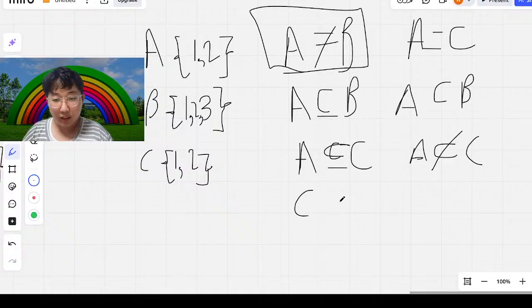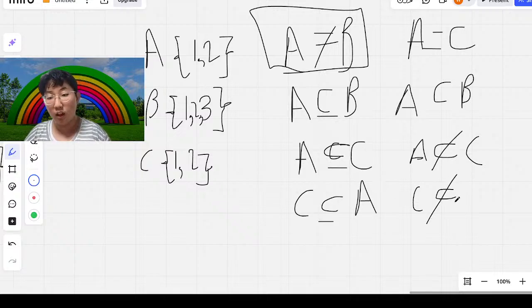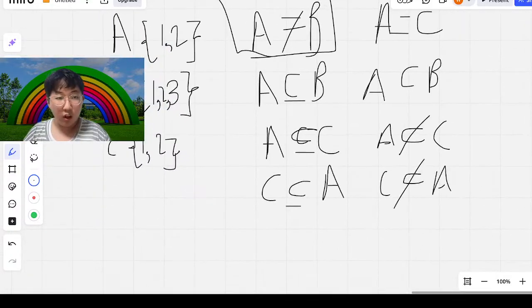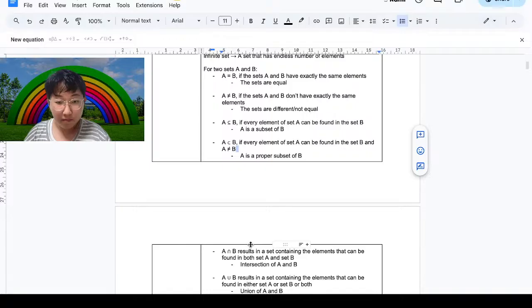And note that we can also say that C is a subset of A, but C is not a proper subset of A. Alright, that's what we have until here.